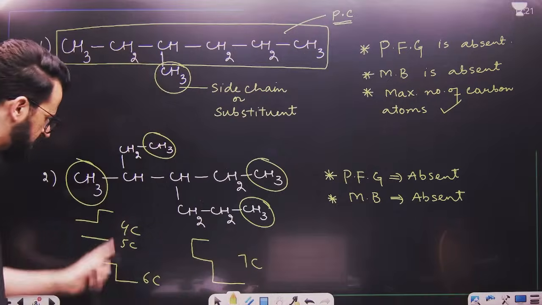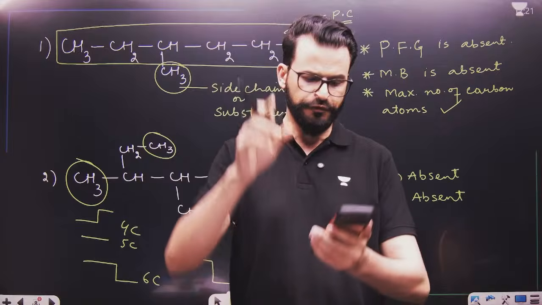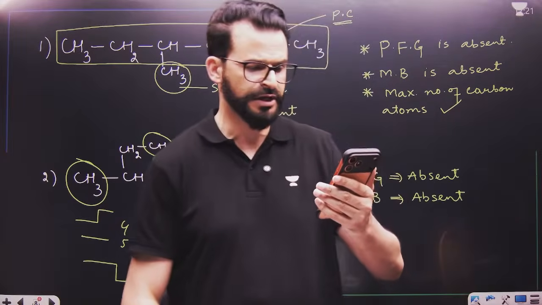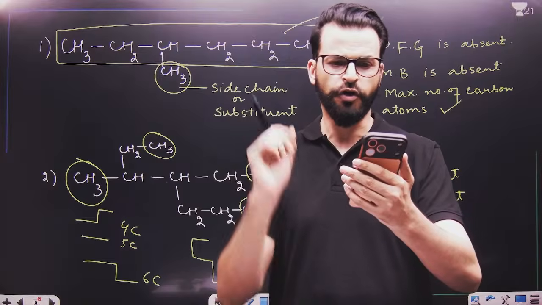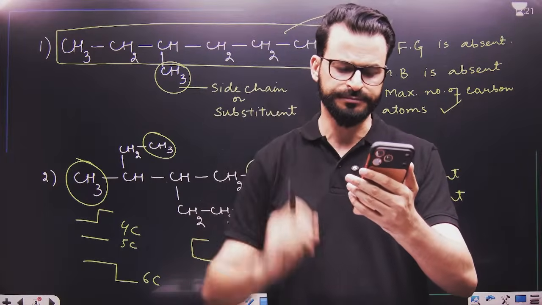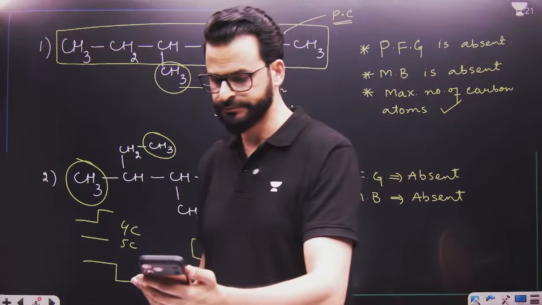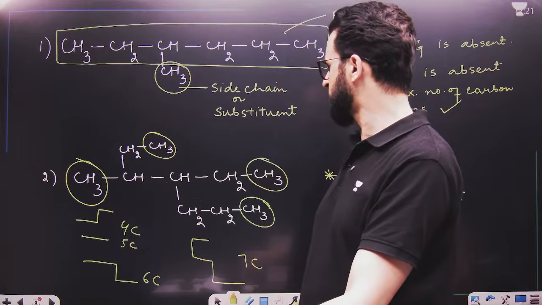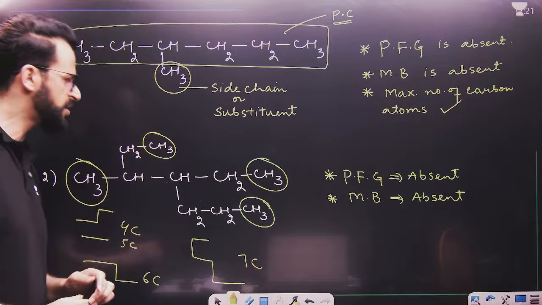Now tell me, among these 4 possibilities, which one will be preferred? Come on everyone. Which one will be preferred? 4, 5, 6 or 7? Everyone means everyone. 4, 5, 6 or 7?